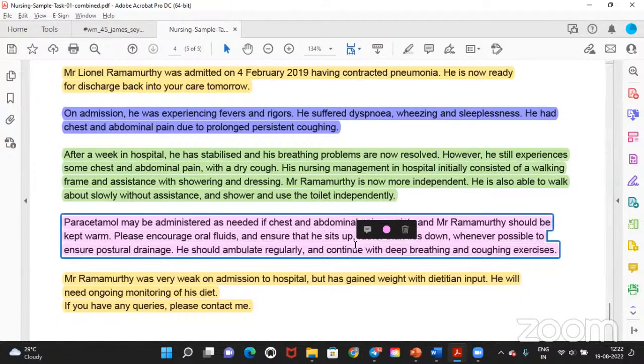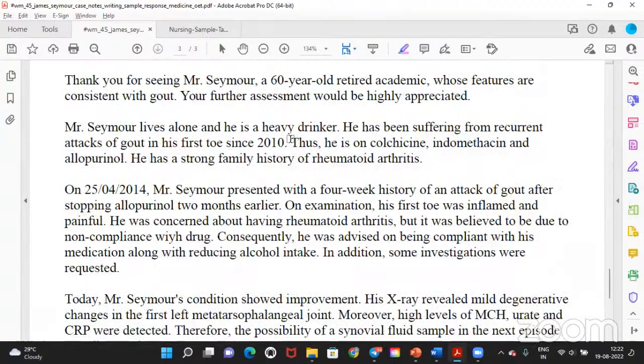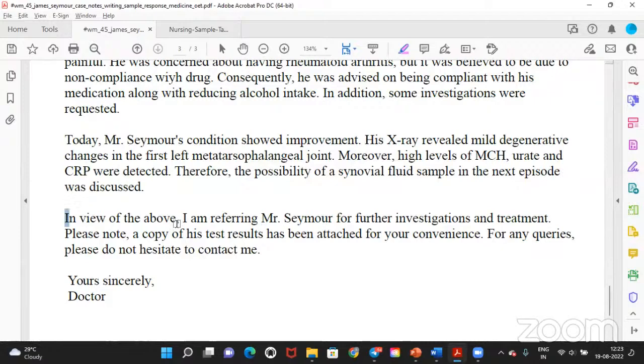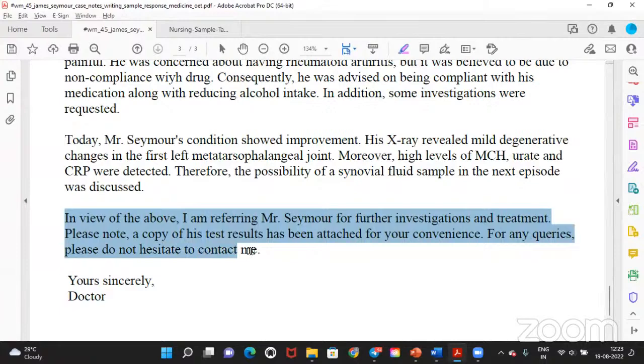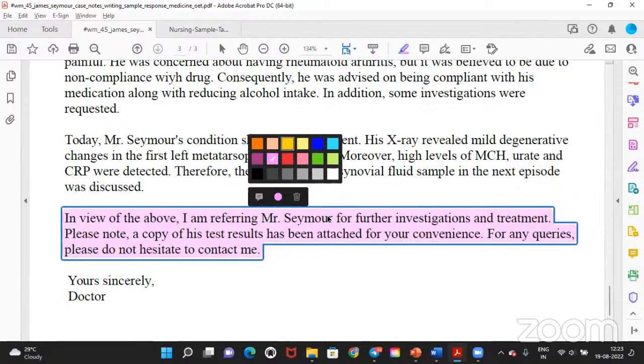Now let us see here. I'm giving you a sample letter. In view of the above, see here, the same thing. I am referring Mr. Seymour for further investigations and treatment. Please note a copy of his test results has been attached for your convenience. For any queries, please do not hesitate to contact. This is the conclusion, the same conclusion. And this is the introduction.